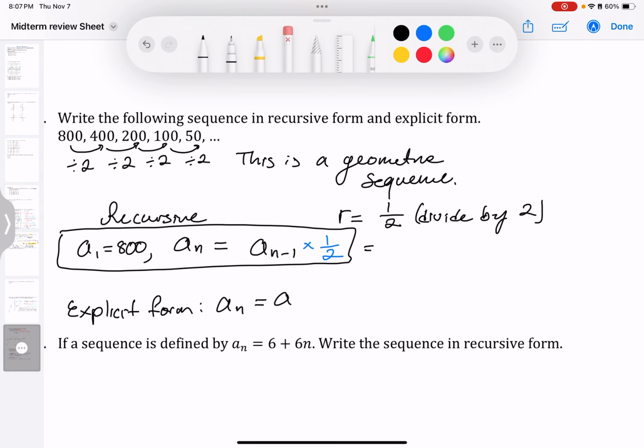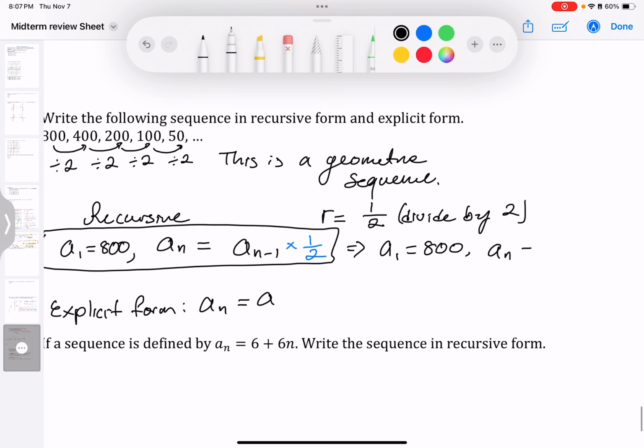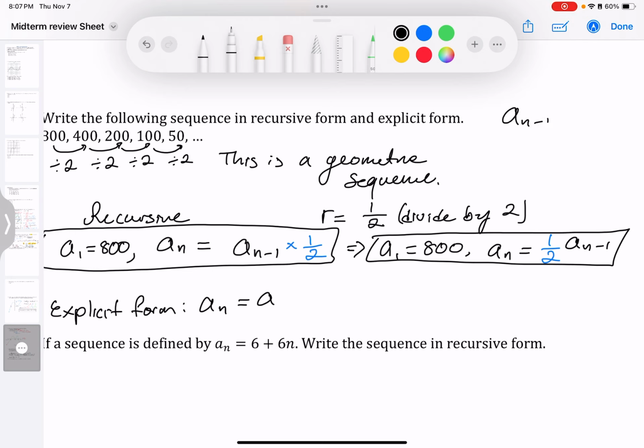So when I rewrite this form of the recursive form, we can say the value of the first term is 800. And to find the next term, that's just going to be half of the previous term. Let's remember that this means the previous term. So to find your next term, just take that previous term and multiply it by 1/2, because it's half of the previous term.